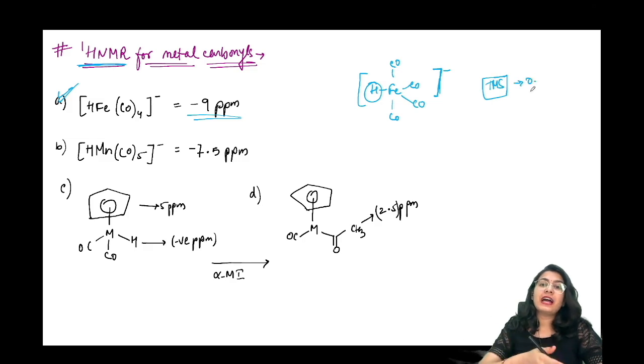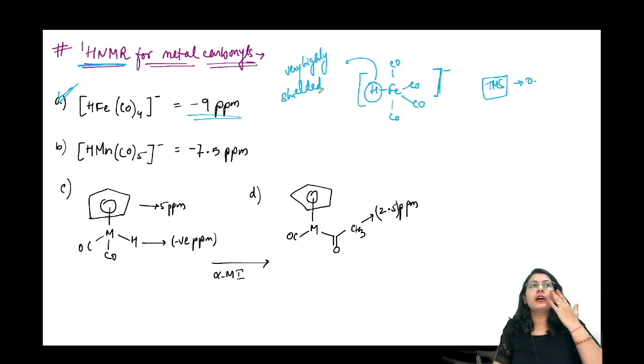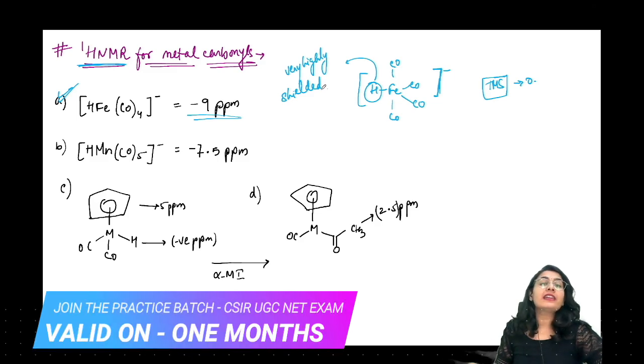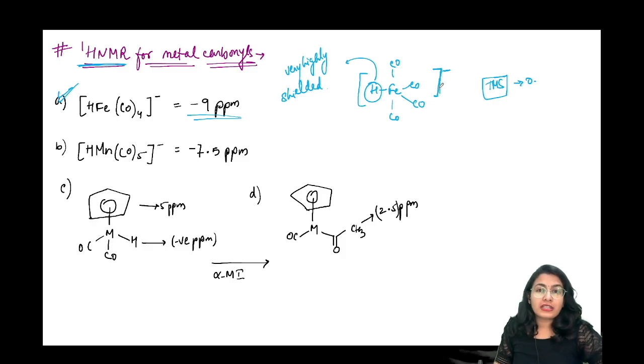So this is even more shielded. This proton is very highly shielded. That's why it is even lesser than 0. Very highly shielded. Alright, why is that so? Because first of all, a metal is more electropositive as compared to a proton. So it is going to make the proton shielded. And the second factor is you're having a negative charge on this complex, right? So if you're having a negatively charged complex, the proton inside, which is directly connected to the metal, is absolutely going to be highly shielded. The same is seen over here.